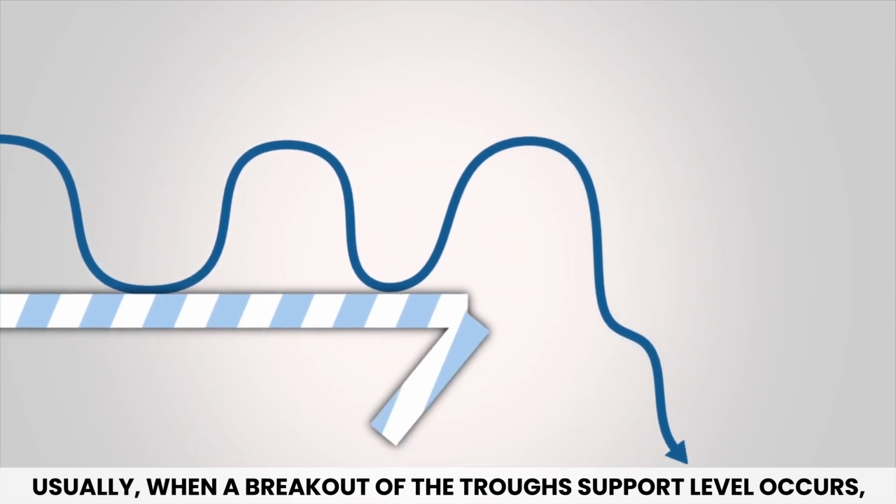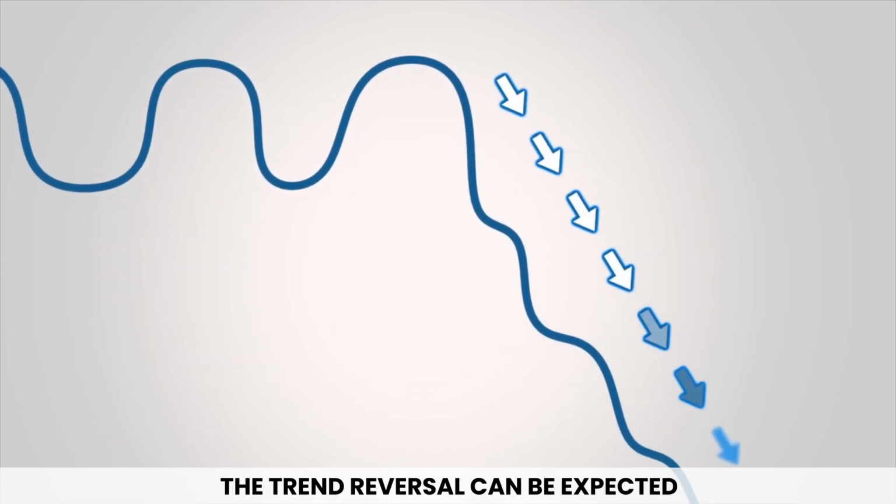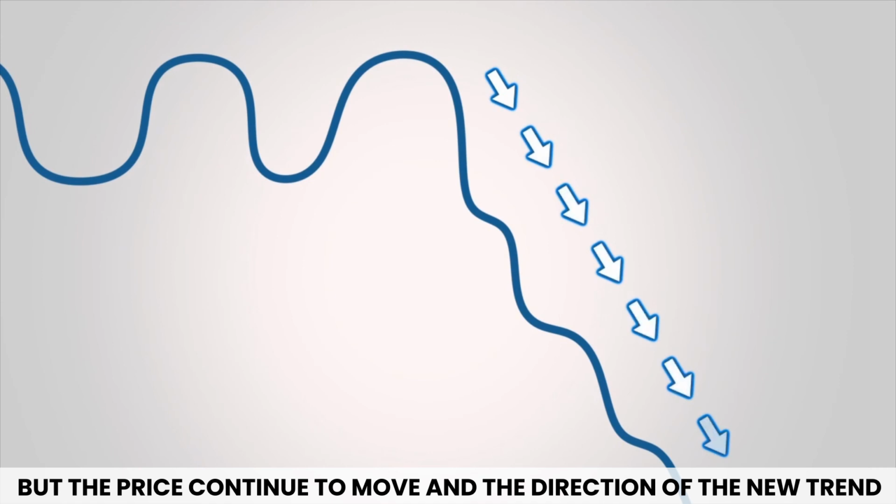Usually, when a breakout of a strong support level occurs, the trend reversal can be expected, with the price continuing to move in the direction of the new trend.